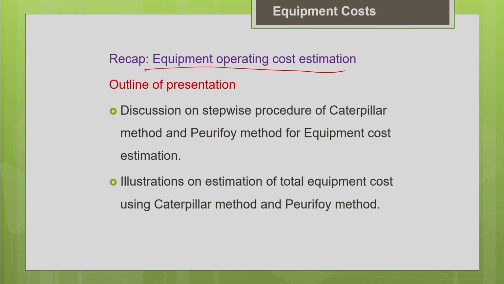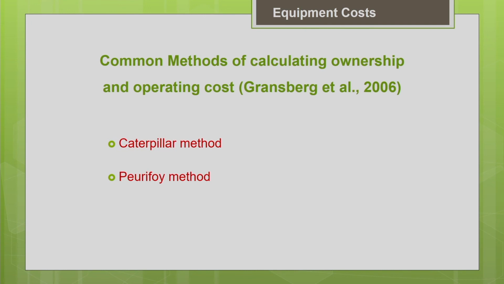In this presentation, we will be discussing the stepwise procedure to estimate the equipment cost using the Caterpillar method and the Purify method, and we will be working out some illustrations using these two methods on estimation of the total equipment cost. As I told you, these are the two commonly adopted methods. We are going to discuss this procedure as discussed by Gransberg et al. I have referred to this textbook, and it is included in the list of references which will be shared with you towards the end of the presentation.